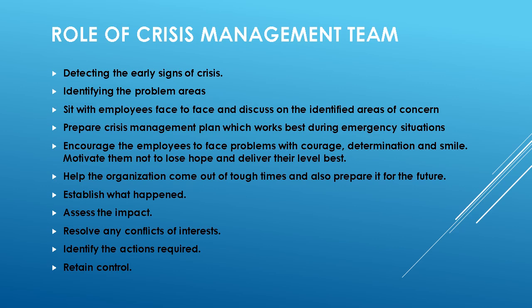Number six, help the organization come out of tough times and also prepare it for the future. That means working on minimizing the risk and the problems to help the organization contain the situation and continue the routine business as soon as possible. Number seven, establish what happened. That means specifically the reporting. Actually, this is one of the most important tasks for the team: to identify or highlight the problems and identify the steps, to make it easy to know the progression.